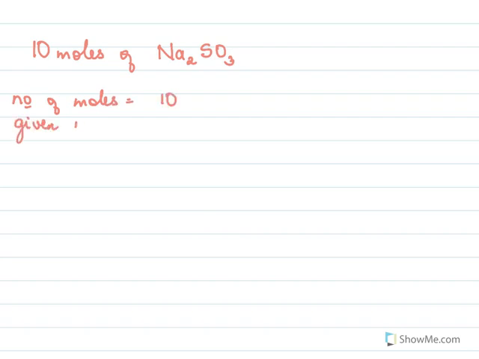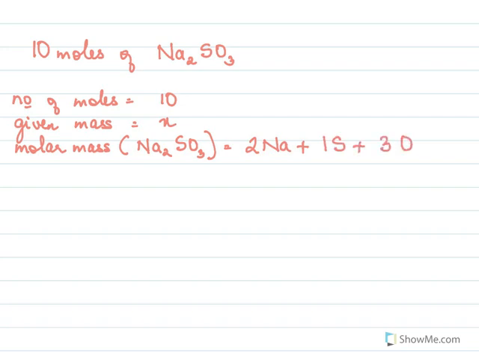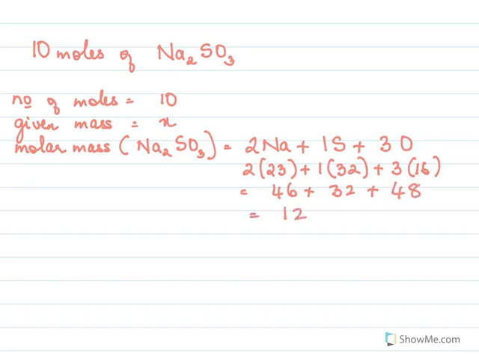We have to find the mass. So given mass is a question mark, so we put x, and molar mass, we need to know the molar mass of sodium sulfide. Now to find molar mass, sodium sulfide is made up of 2 sodium, 1 sulfur plus 3 oxygen. 2 sodium, sodium is 23, sulfur, its fixed value is 32, oxygen is also fixed, and 1 oxygen is 16. So this is 46 plus 32 plus 48. So molar mass comes as 126 gram.